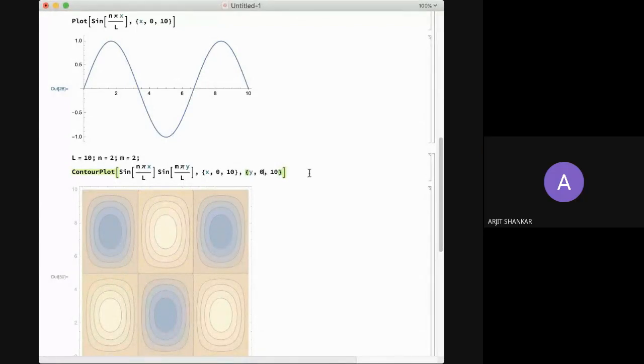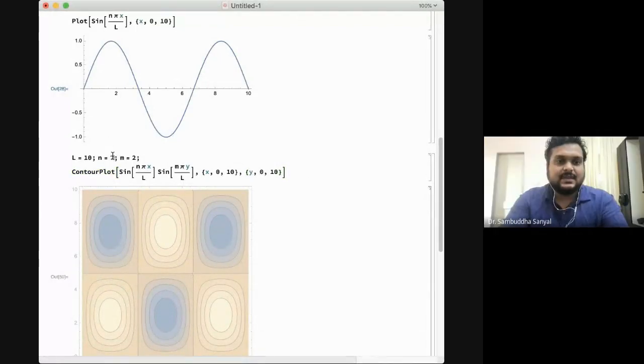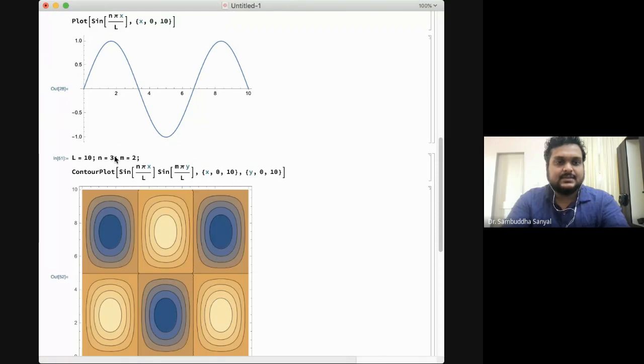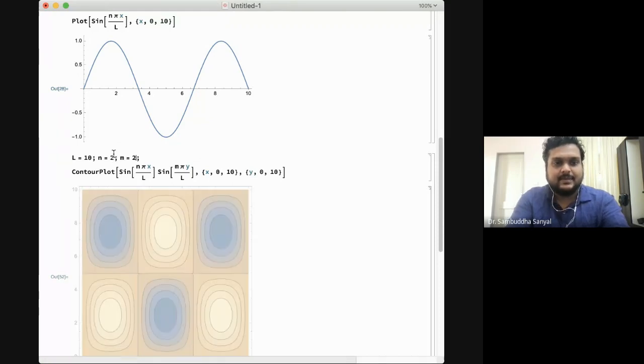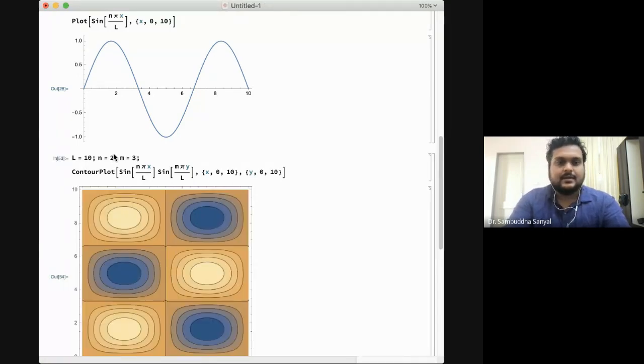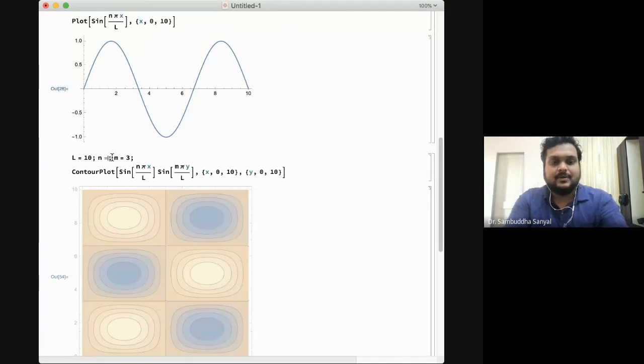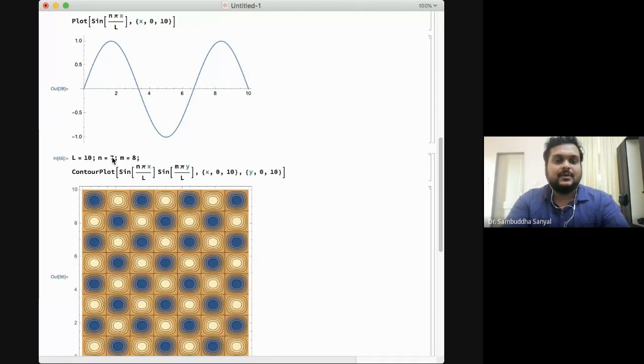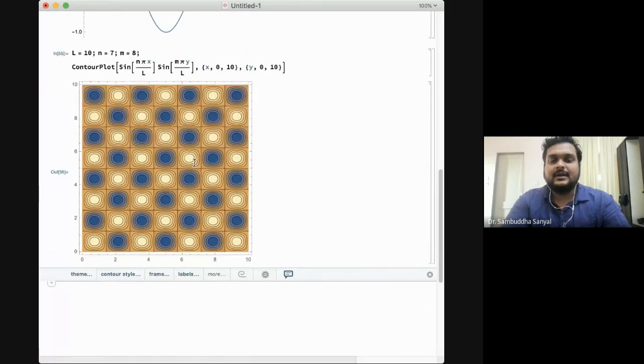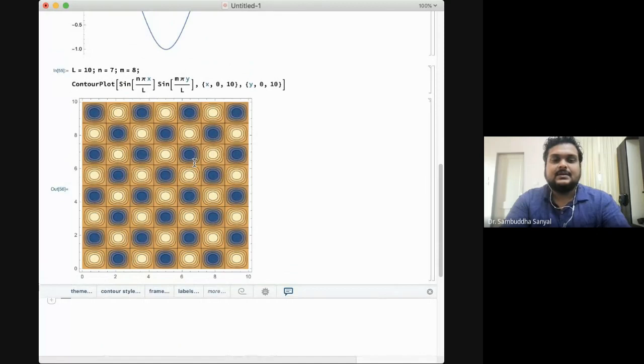Yes, sir. Okay, so 2,2 was this, and as I said, 3,2 is this. 2,3 will again be a 90-degree flip partner, and so on. You can plot anything, even 7,8. It will just have more and more nodal points. More and more nodal points will appear, right? So this is basically how you can plot any generic wave function and understand this kind of symmetry.